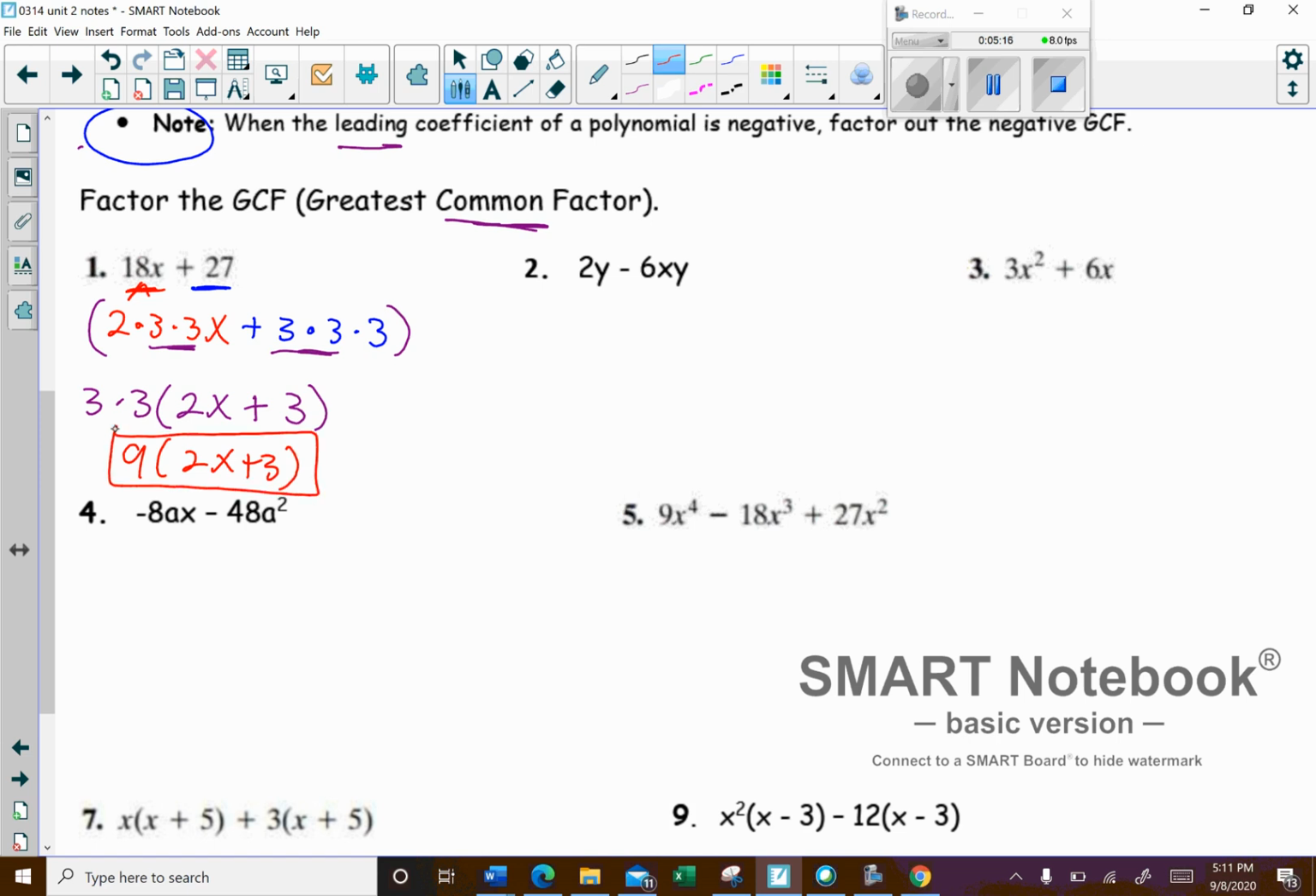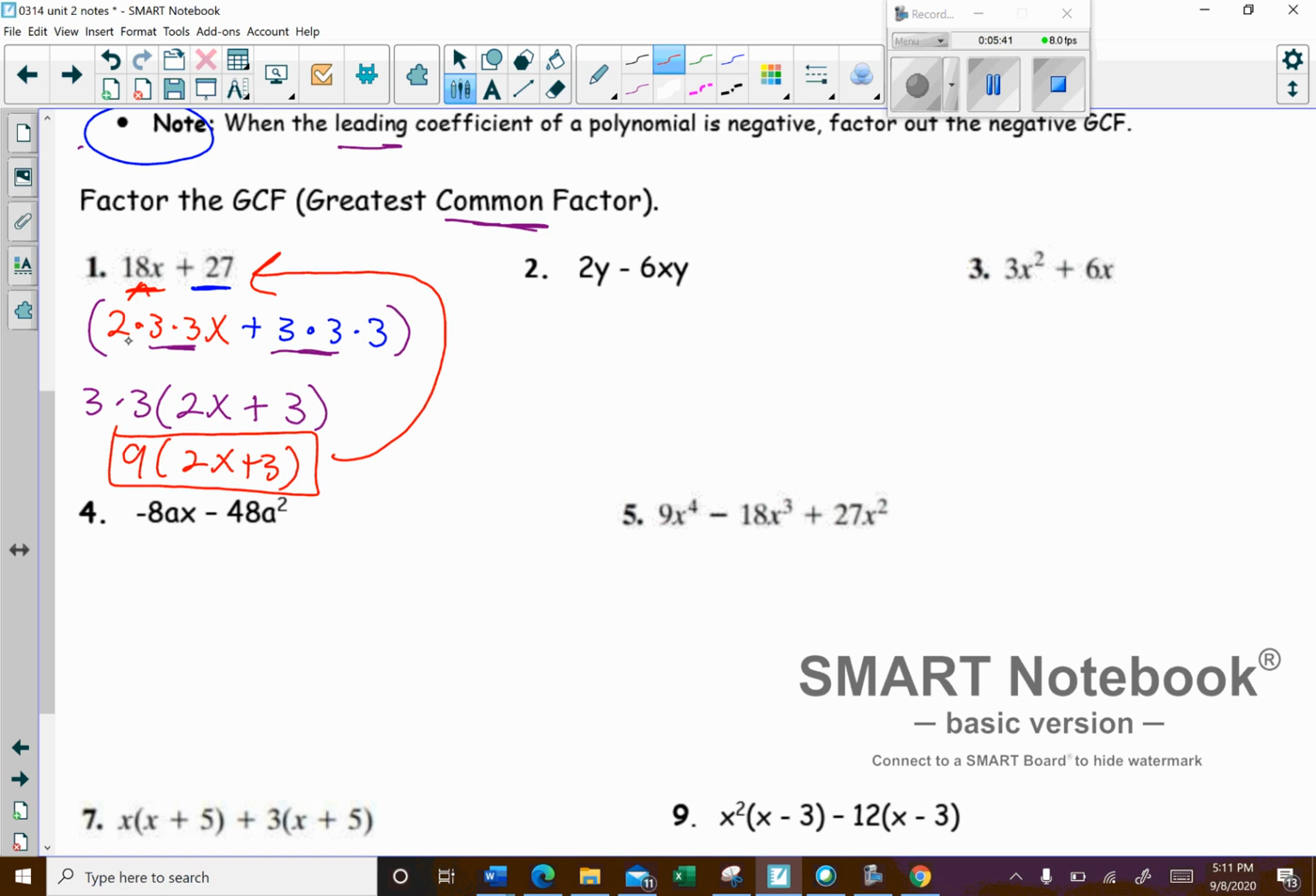That is my answer. And if I were to distribute it back in, you would see it would go right back up to 18x plus 27. Now, do I expect you to do all the problems like this? No, but if you need to, go ahead and do that. But the numbers aren't going to get too crazy. I don't think any of them will go to triple digits.